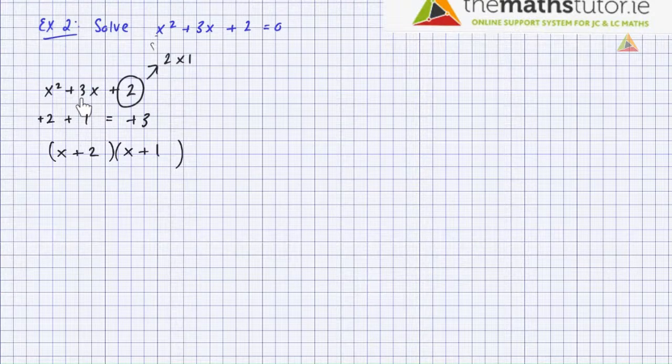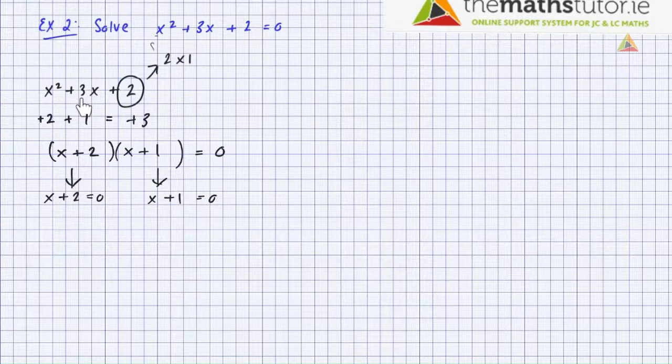You were told that it equals 0, so we're going to let that equal 0. So this is the extra bit. In order to solve this, remember, solve means get a value for x. So we're going to let x plus 2 equal 0, and then we're going to let x plus 1 equal 0. So we need to solve for x.